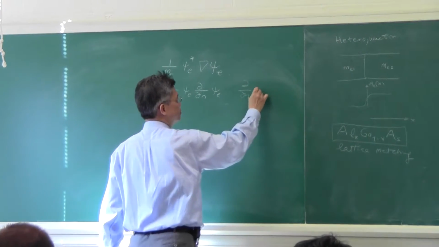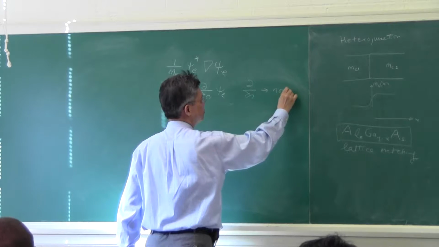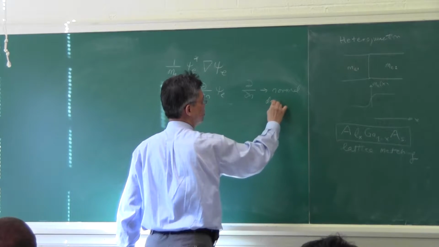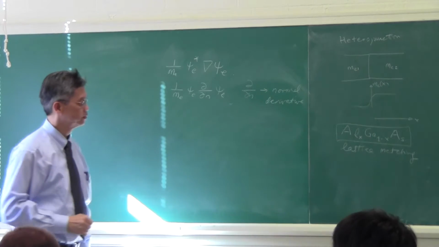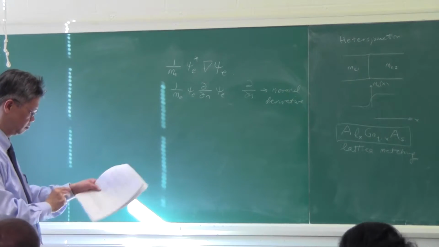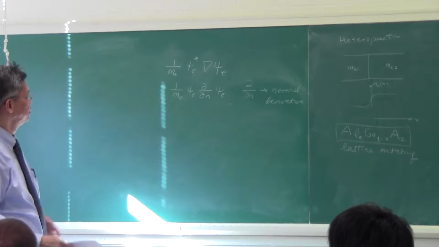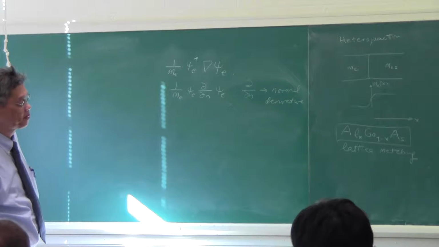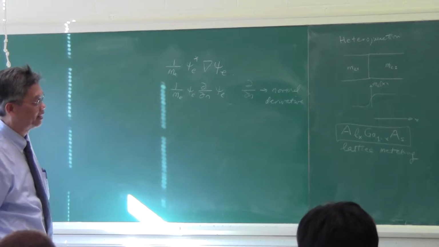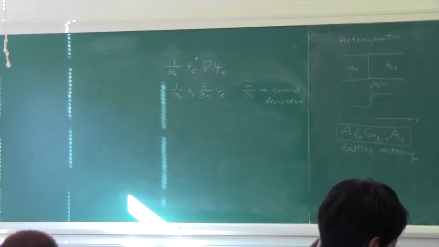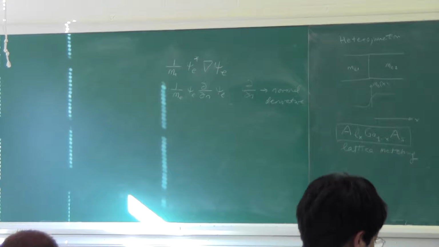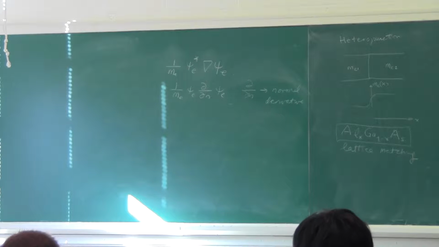And in 1D, this simplifies to a normal derivative. Partial n means normal derivative. So that is the way you should write the effective mass Schrodinger equation in order to conserve particle current at interfaces. Otherwise, if the divergence operator is here and the mass is over there, then particle current is conserved.